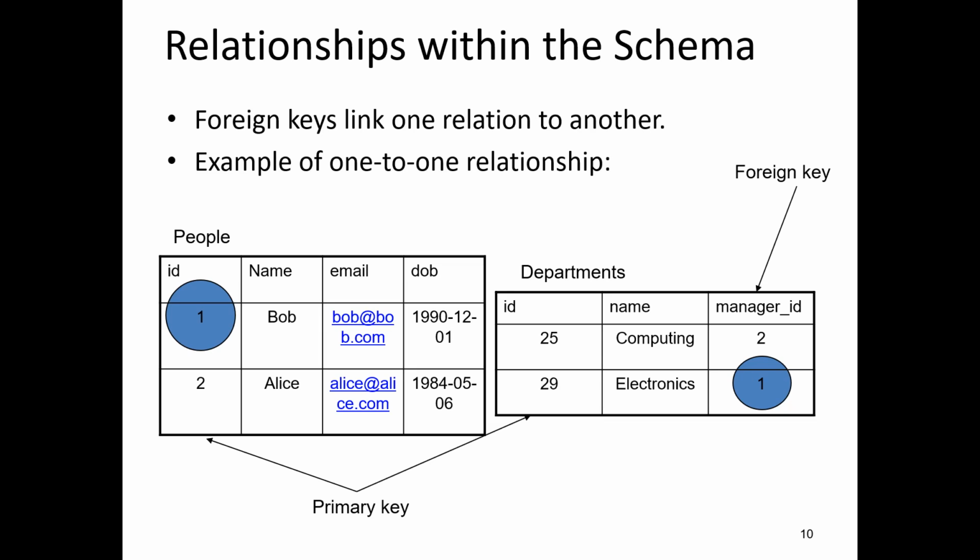And similarly, there could be a relationship within a schema, that is, a foreign key can link a relation to another table, like each department in a college, computing, electronics, will have a coach ID or a teacher ID, and similarly that teacher ID will be a primary key in the teacher's table. And this is also an example of a one-to-one relationship.